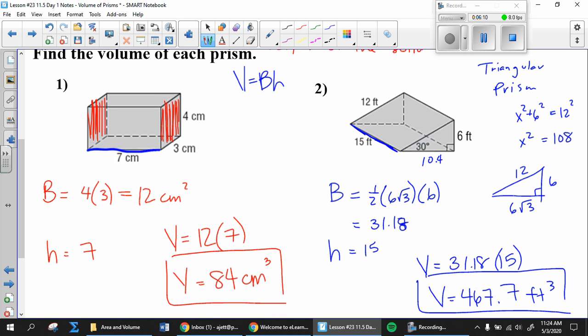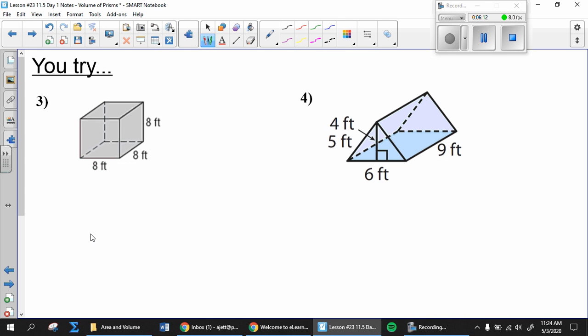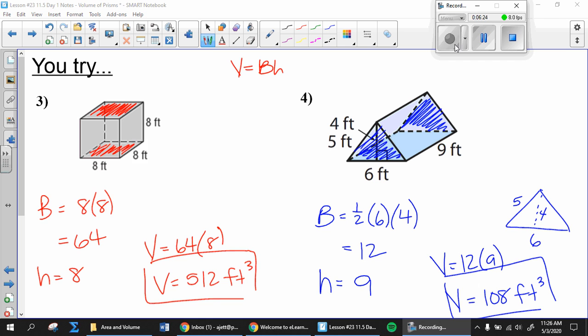All right, I want you guys to now pause your video, try these two problems here, and then unpause your video once you're done. All right, here are the two answers you should get. Remember, the second one is a triangular prism. So when you're finding the area of this triangle, it helps to draw the base by itself on the side here. Check those answers. Once you're done, move on and do lesson number 23 practice.